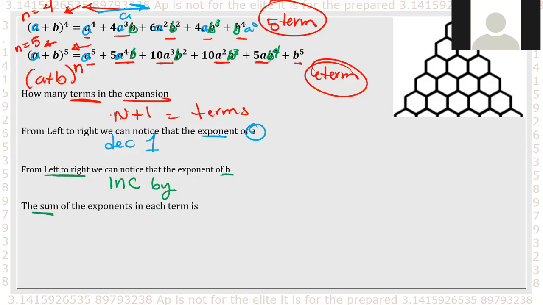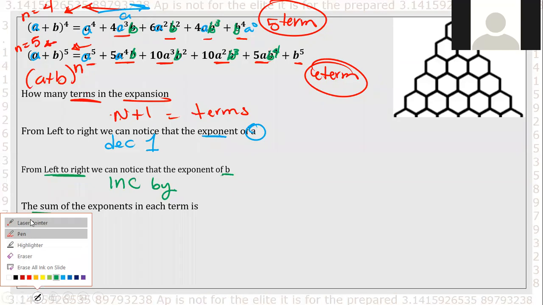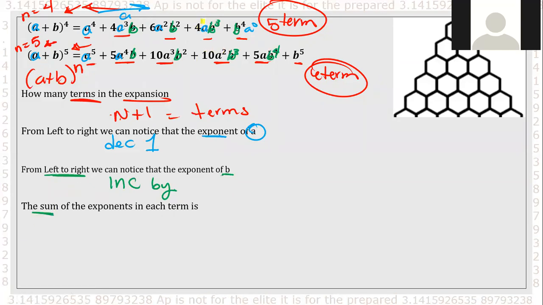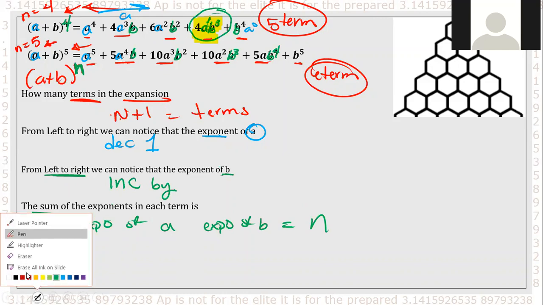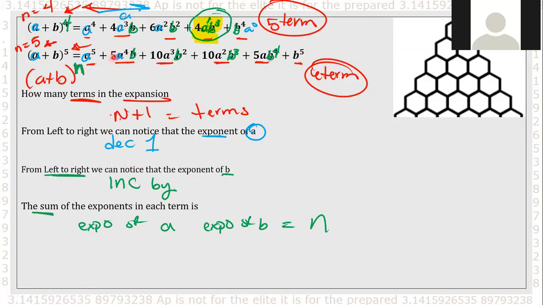If you pick a random term, what happens with the exponents? Let's look at this term right here. We have a to the 1 exponent, and b to the 3. If I add those together, you should always get n. So the exponent of the a term and the exponent of the b term equals n, which is the n right here. No matter what you do, let's pick another random one. Let's think of this one right here: a to the 4th plus b to the 1st. If I add them together, I get the 5 right here. That always, always, always happens.